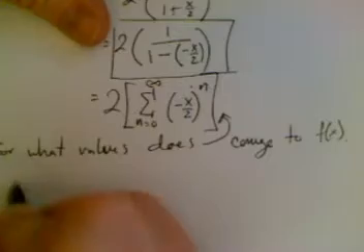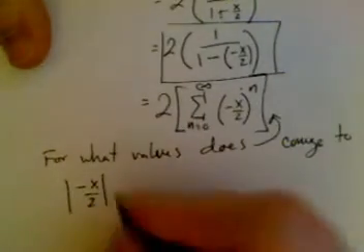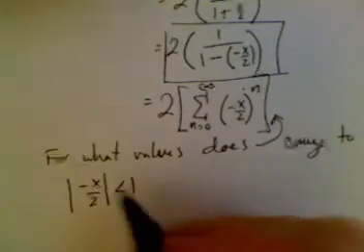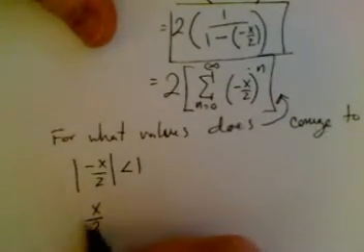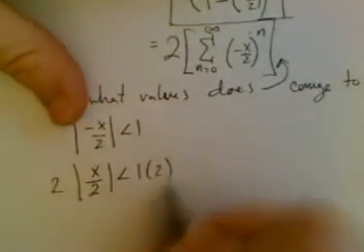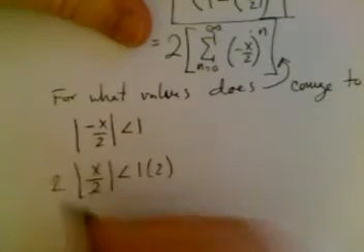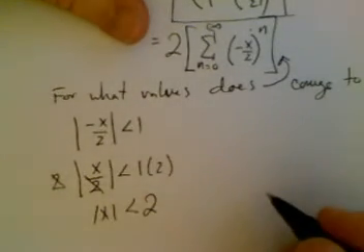Okay. Well then, my absolute value of negative x divided by 2 should be less than 1. The absolute value is going to allow me to eliminate the negative, so I'm going to have the absolute value of x over 2 is less than 1. If I multiply both sides by 2, the absolute value of 2 is still just 2, so these are going to cancel out, and I have the absolute value of x is less than 2.